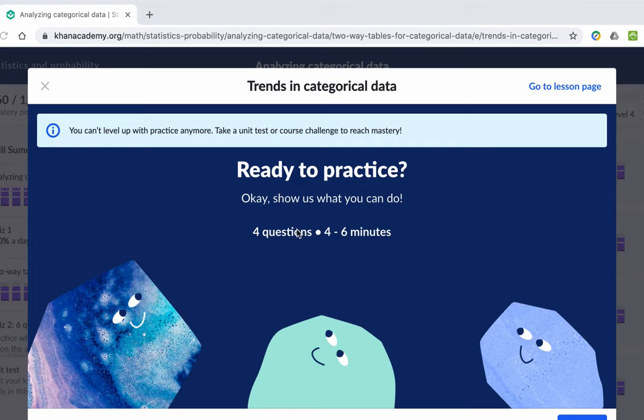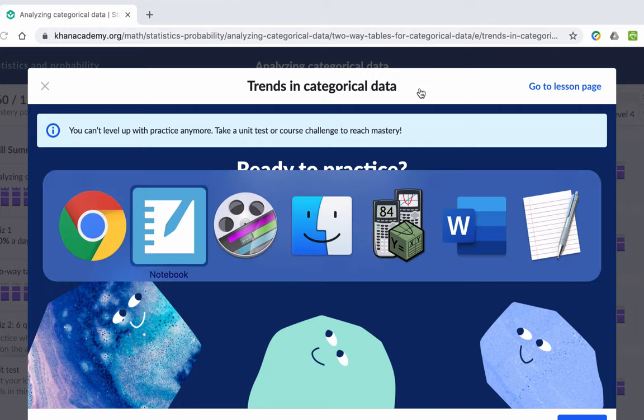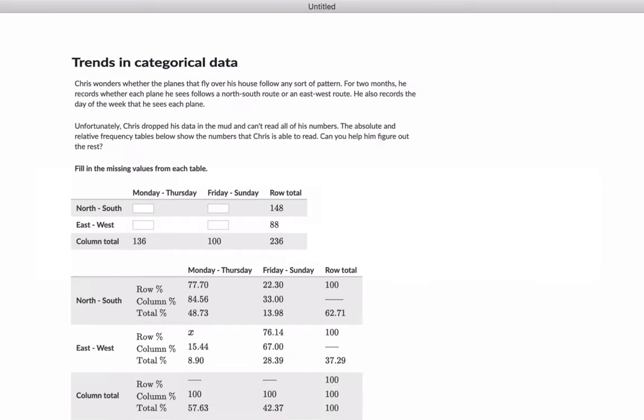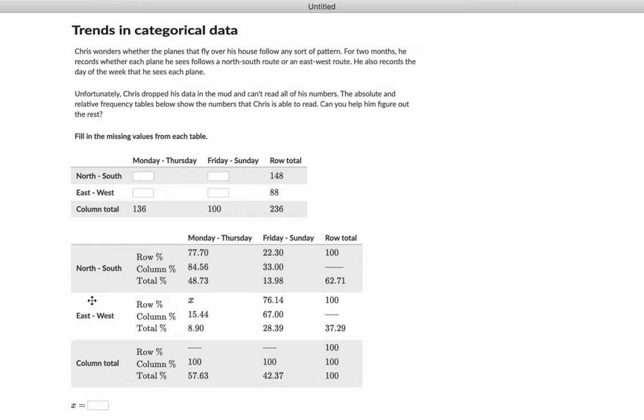Hello, welcome. We're on our third problem for trends in categorical data. In the last problem, we dealt with this situation right here. And now we have this problem. So pause the video, try it out, and then press play and we'll solve it together.